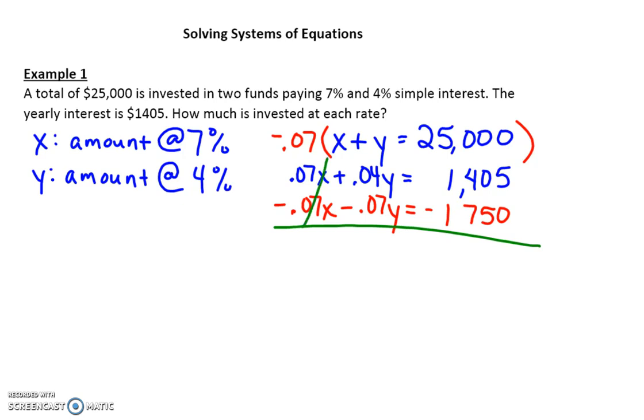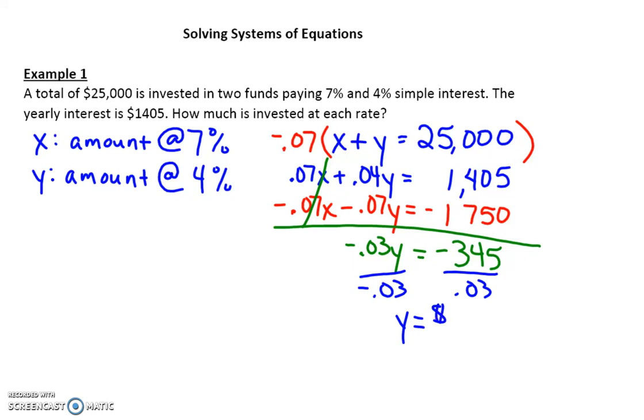And so now we have our two equations where we can eliminate the x's. That's why it's called the elimination method. And so then we're just going to add straight down. So we end up with negative 0.03y equals negative 345. And so then we can divide both sides by negative 0.03. And so we know that the amount invested at 4% was $11,500. And that was the amount at 4%.